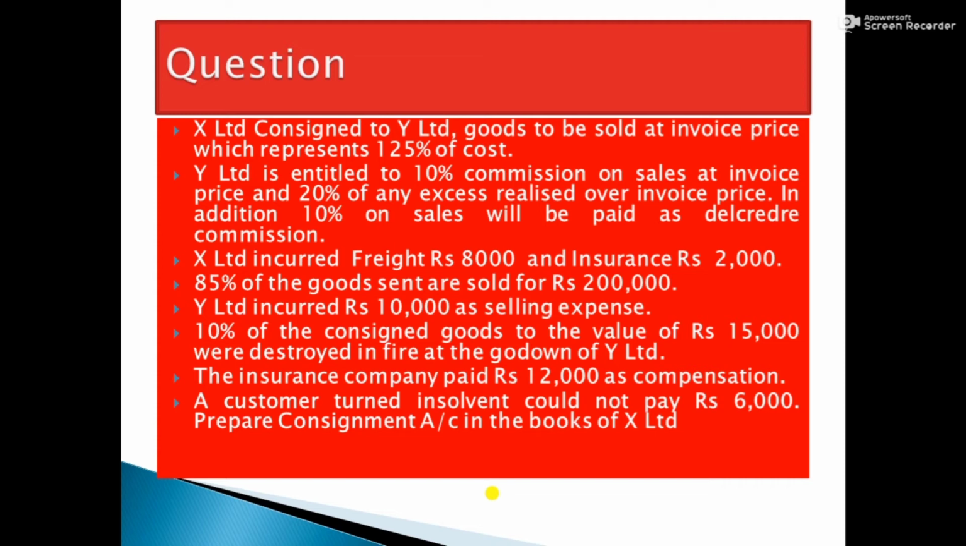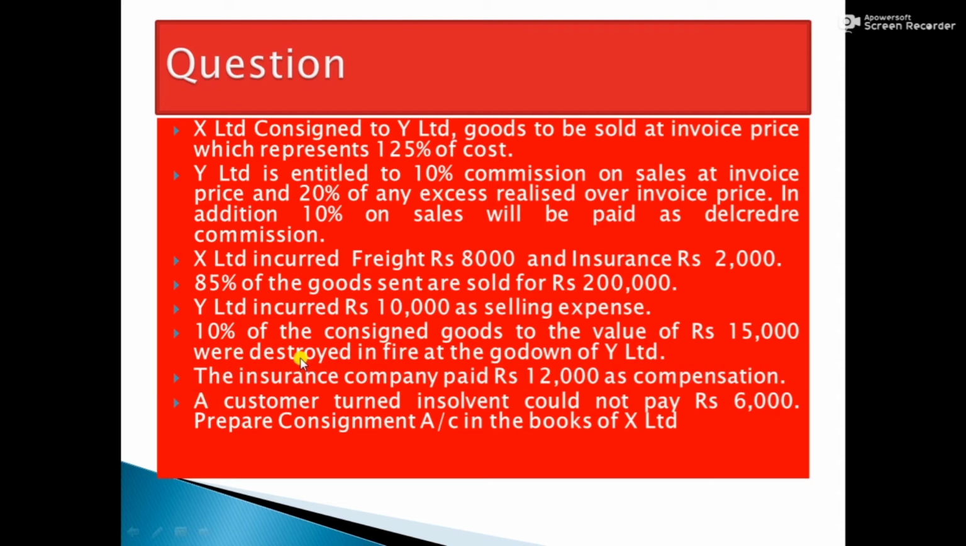In this question, del credere commission is paid. Therefore, the bad debt is the headache of the consignee, and the consignor will not take the risk of bad debt. In this question, the value of goods sent is not given, but the value of goods lost is given, 15,000. 10% of the consigned goods to the value of rupees 15,000 were destroyed in fire at the godown of Y Limited. From that we can find out the value of goods sent.